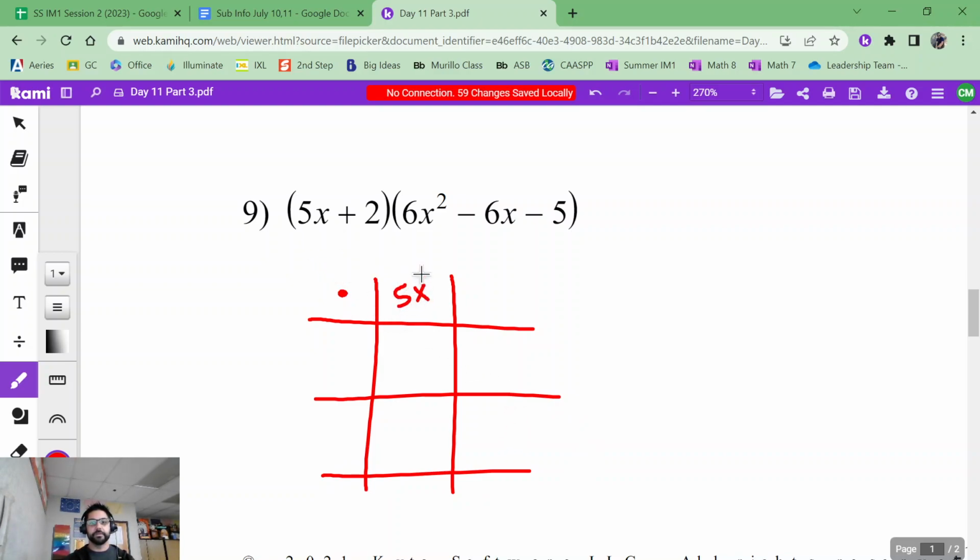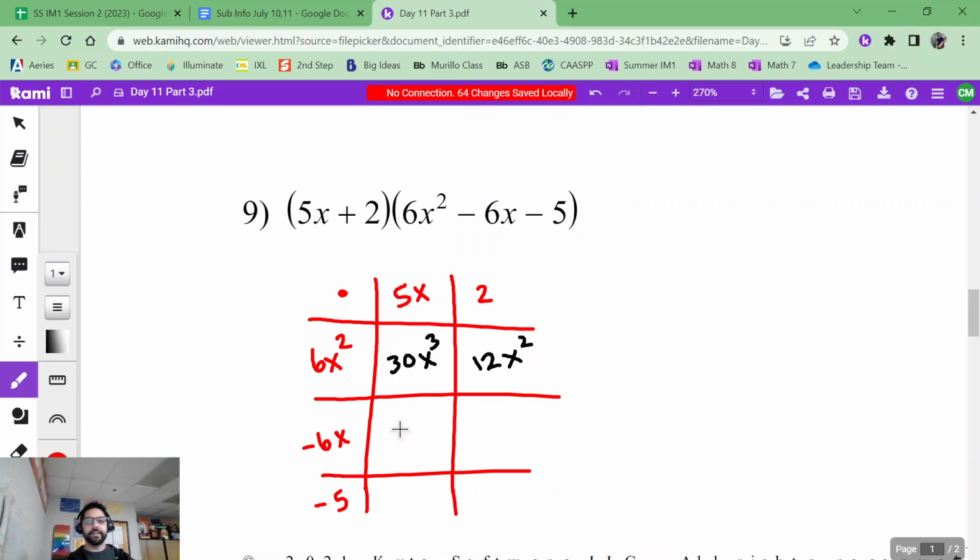5x at the top, 2 at the top. And then on the left, our trinomial, 6x squared, negative 6x, negative 5. And again, quick multiplication. So 6 times 5 is 30. X squared times x is x cubed. 6 times 2 is 12. X squared tags along.